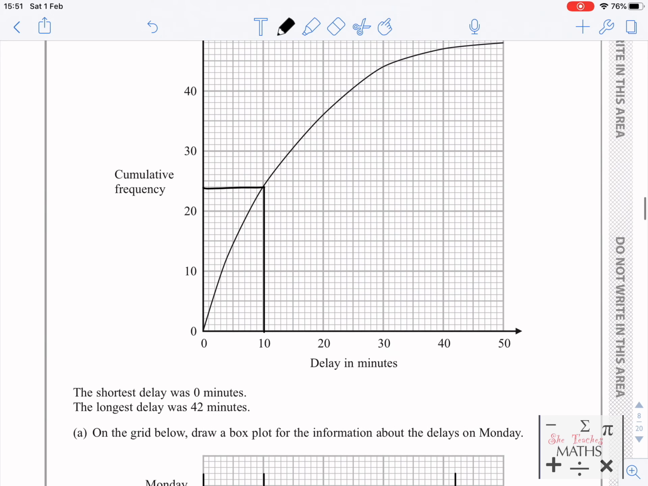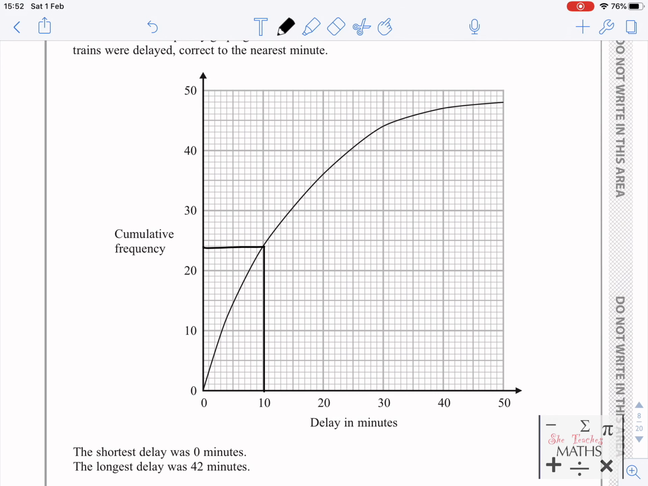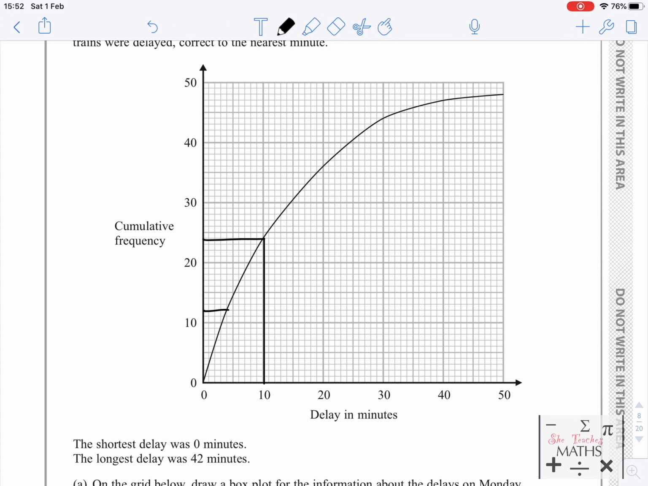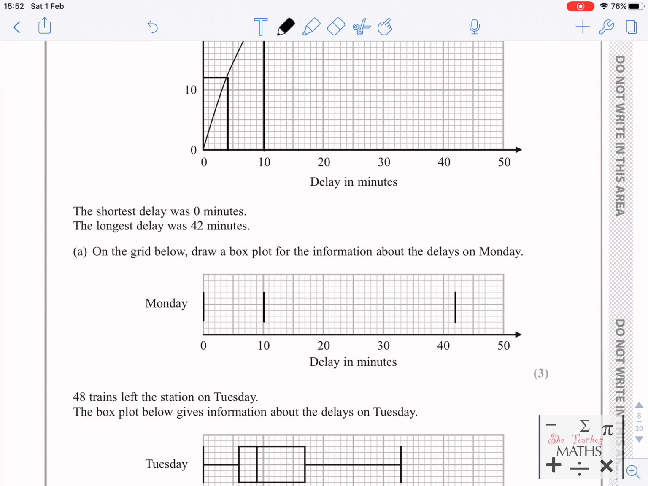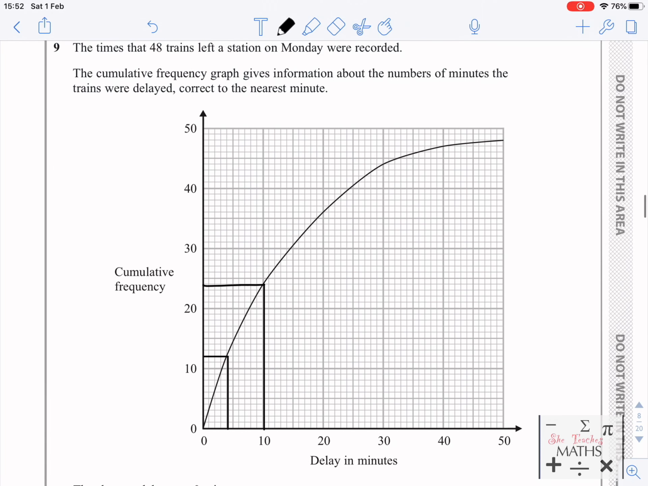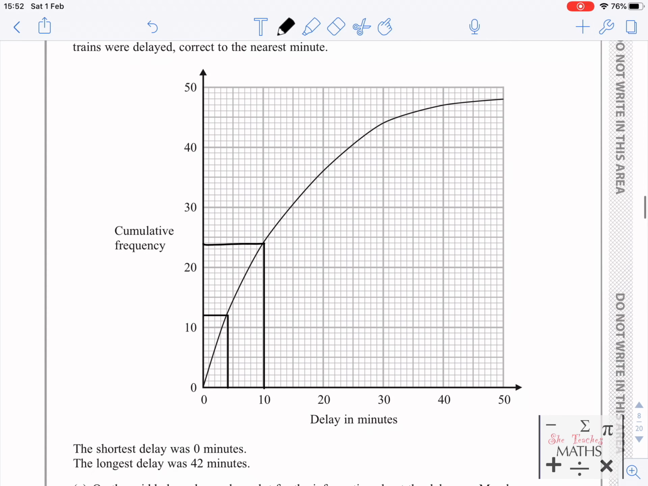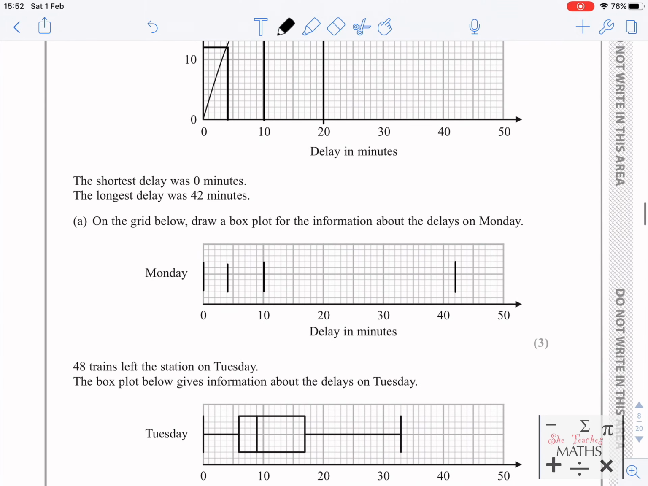And then to find the lower quartile, you've got to do 24, which is the middle, divide that by 2, which is 12. So when you go to 12, you go here, and you get 4 delay in minutes. So that would go at the left side of the box, and that's just over here. And then for the upper quartile, we just add 12 above. So 24 add 12 is 36, and that is over there. And that takes us down to 20. So that would be over here.